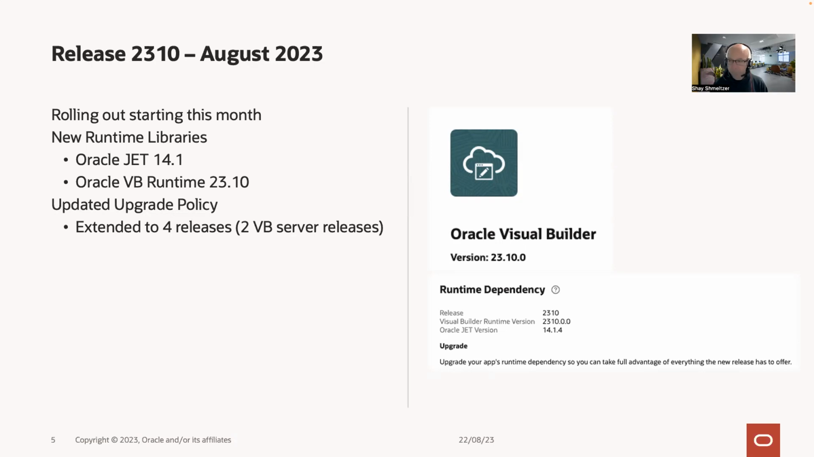One thing to keep in mind, our upgrade policy. We actually updated our upgrade policy in 2307, and we extended it to support basically 4 releases, which are actually 2 VB server releases, but 4 VB Studio releases. So we are currently on a cadence of releasing Visual Builder Studio every 3 months, and the VB runtime server every 6 months, basically. So we are supporting back 4 versions. So in 2310, we will support 2310, 2307, 2304, and 2301.